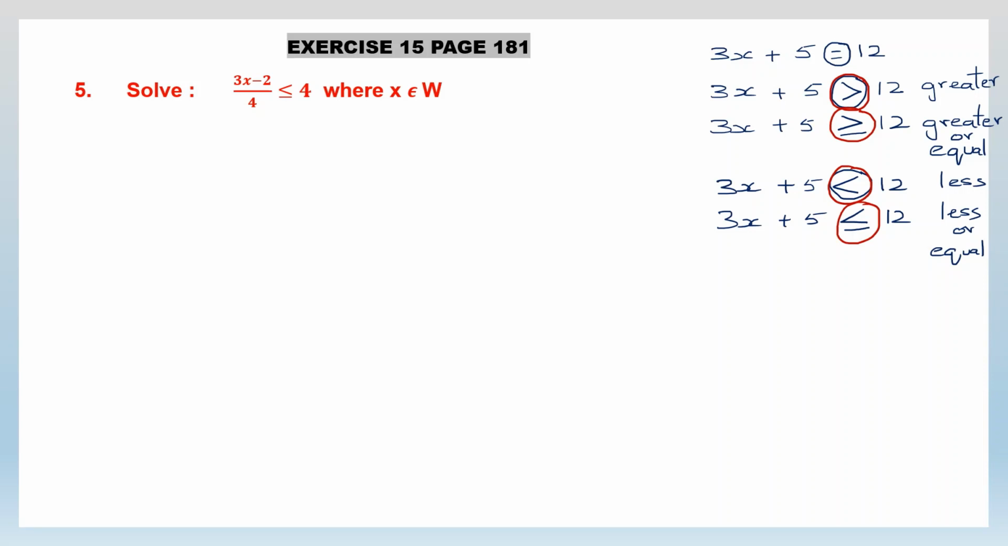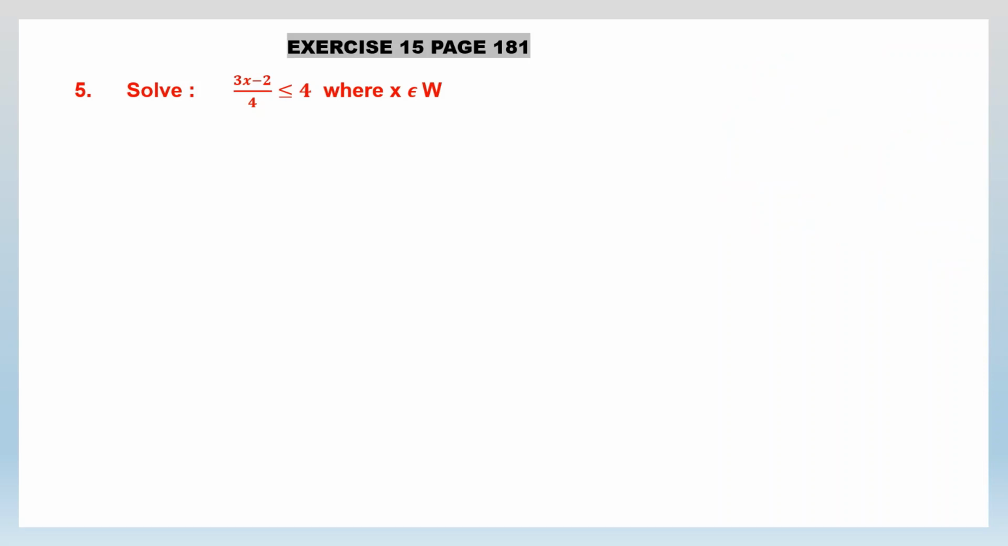So let's begin this first sum. Let me write down the question: 3x minus 2, by 4, is less than or equal to 4. And x belongs to, this symbol is belongs to, and W is whole numbers. So x belongs to whole numbers. Let's write down a few values of whole numbers starting from 0. Whole numbers begin from 0: 0, 1, 2, 3, 4, 5 and so on.